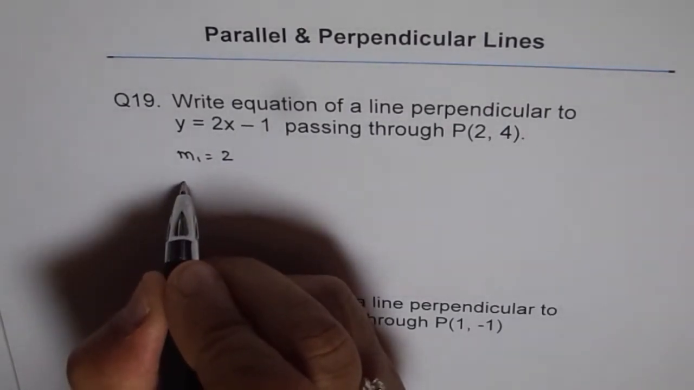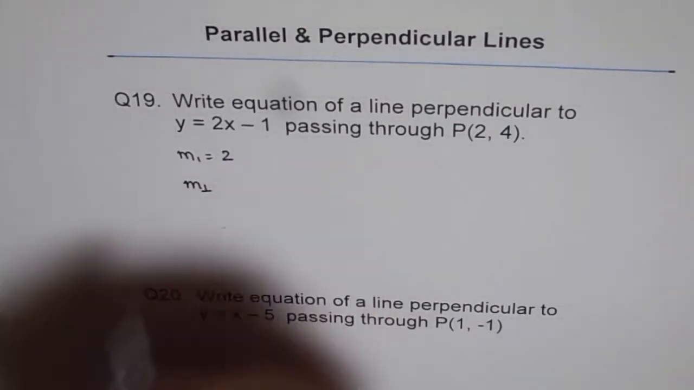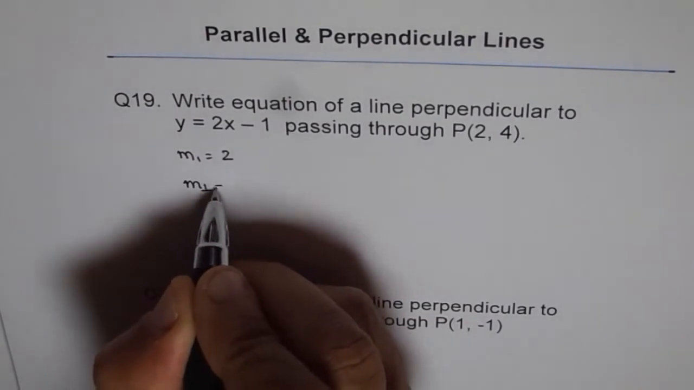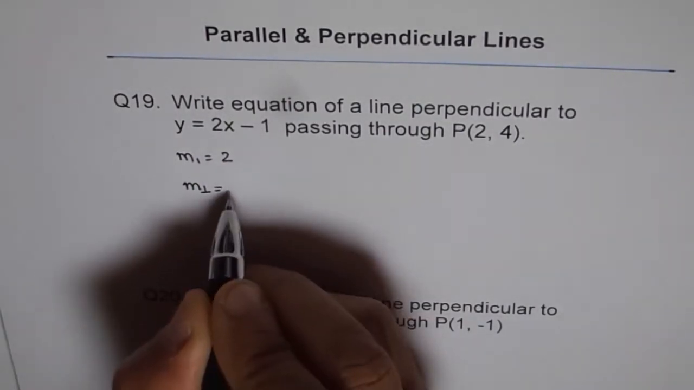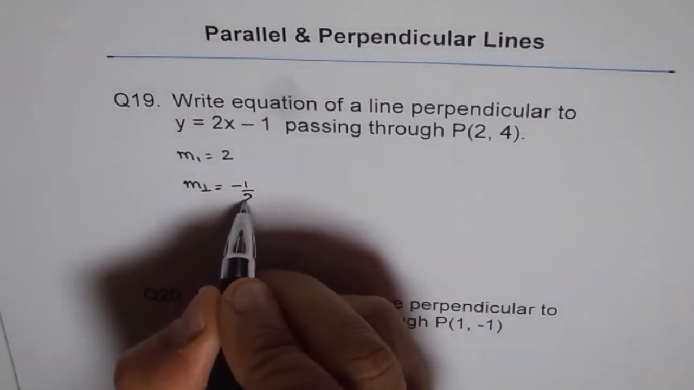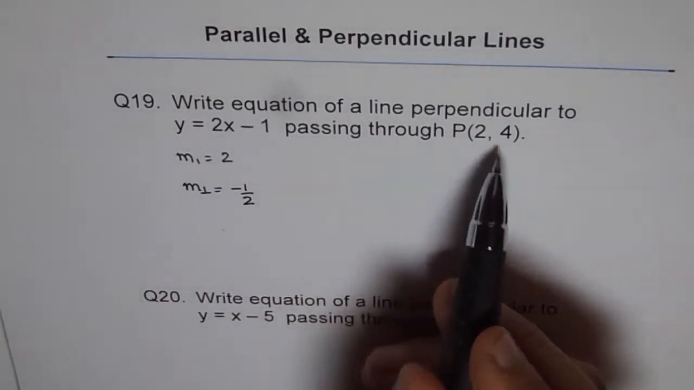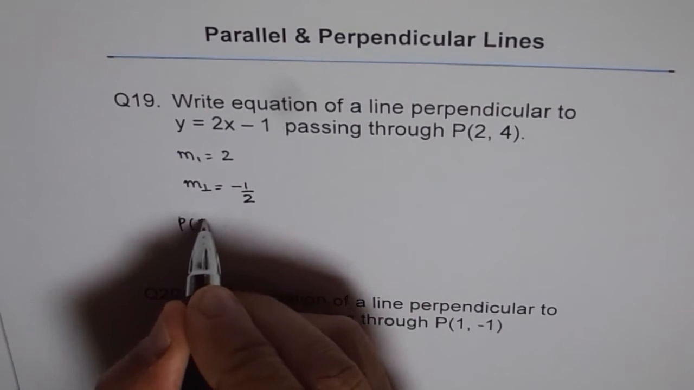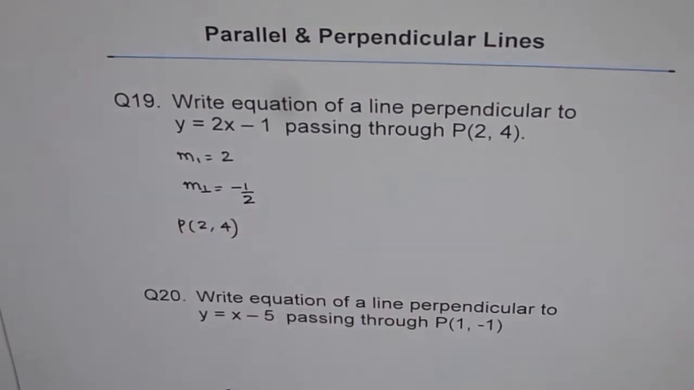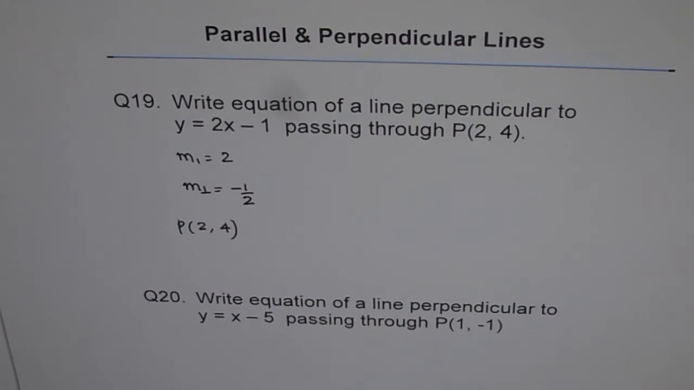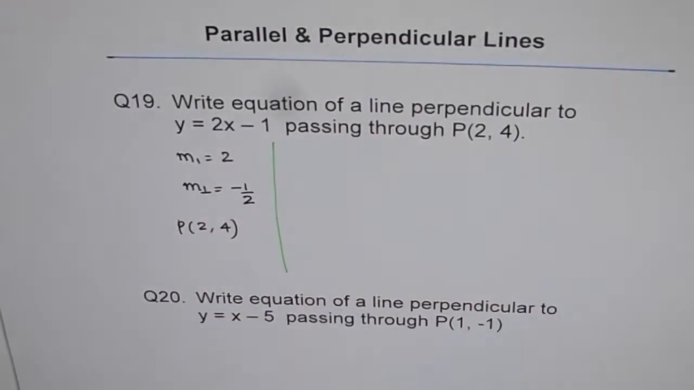Well, the perpendicular slope, let it be m perpendicular, should be equal to the negative reciprocal of this. That means negative of 1 over 2. Is it okay? And this line is passing through point (2, 4). And it goes through point (2, 4), right? So that is the initial values which we have got. Now what should we do? We have to write the equation of the perpendicular line.